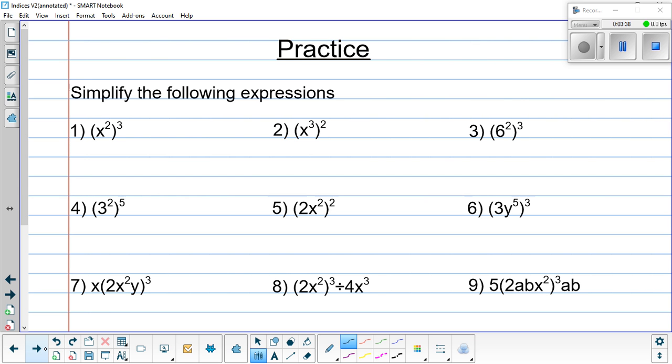Here are 9 practice problems. The first 3 or 4 of them are very straightforward. If you can calculate a value and you want to, go ahead. If not, just simplify. 5 and 6 are a little bit more challenging. 7, keep an eye out. There are some little tricks in there, but if you treat it as one step at a time, you'll be fine. 8 and 9 are quite challenging. So pause the video, try your best, and then we'll come back and go through these.